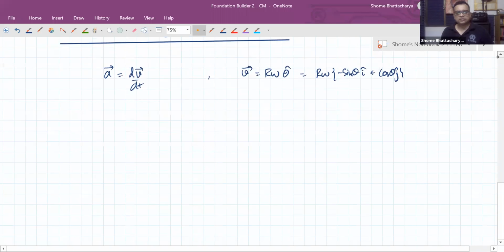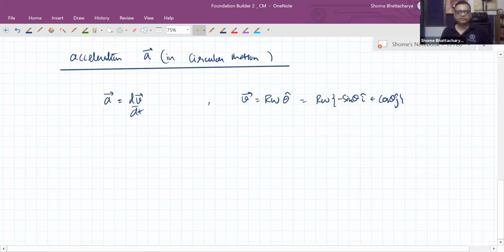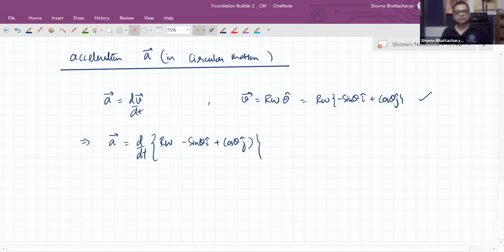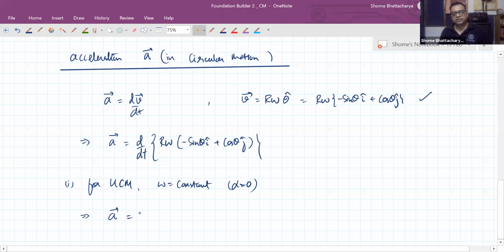So let's finally come to acceleration. How do we define acceleration? It is the rate of change of velocity with respect to time. In circular motion, velocity is defined like this, so substitute this here. Acceleration should come from the rate of change of this whole quantity, r omega into minus sine theta i cap plus cos theta j cap. First we will talk about uniform circular motion. For uniform circular motion, remember omega is constant, and alpha is 0.